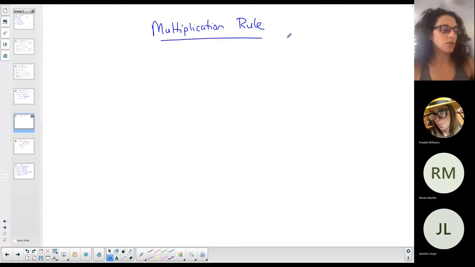Let me get into the multiplication rule. So in the addition rule, we add. In the multiplication rule, what are we going to do? Multiply. In the addition rule, we add. In the multiplication rule, we're going to multiply.